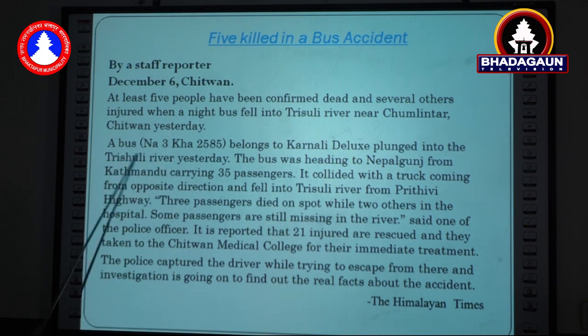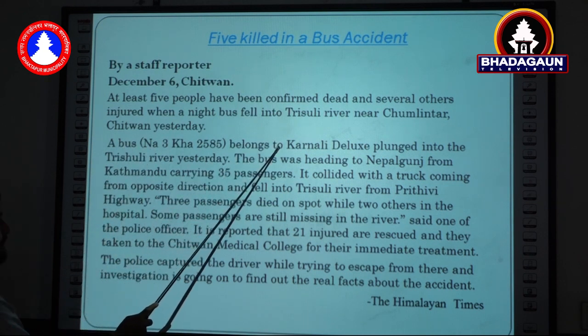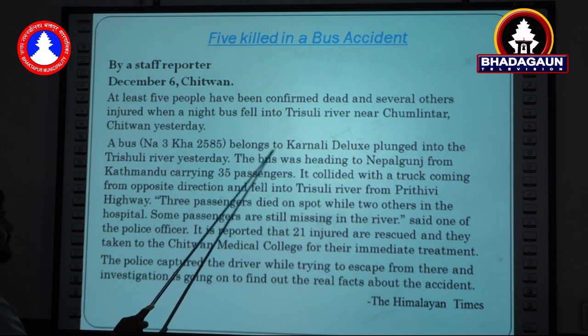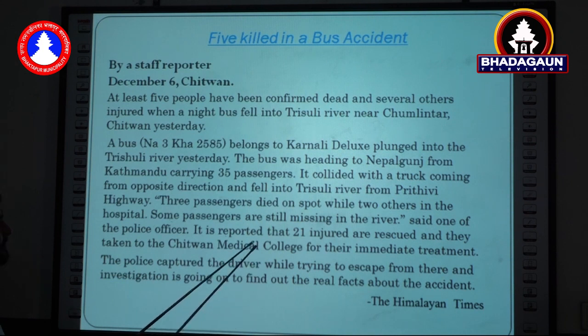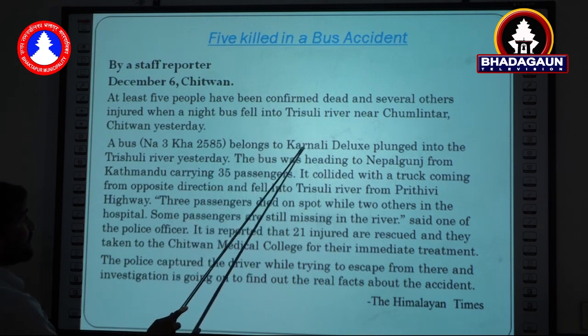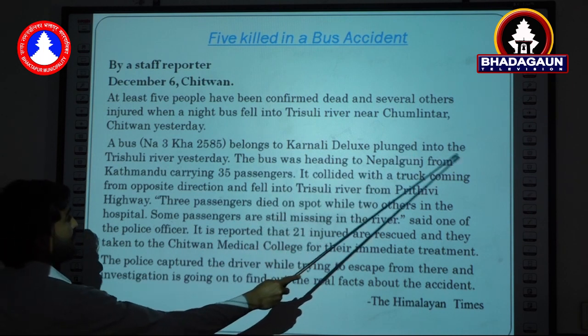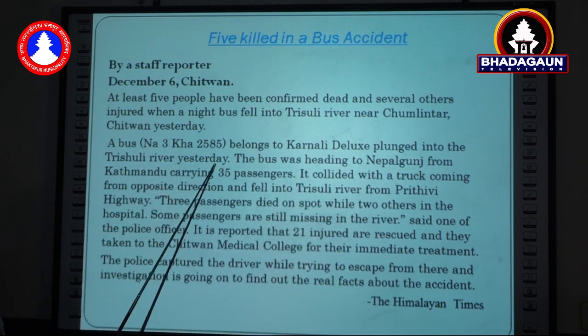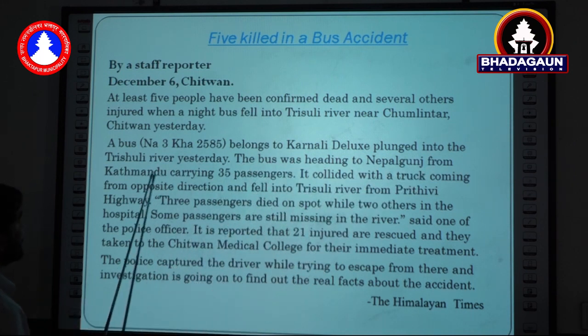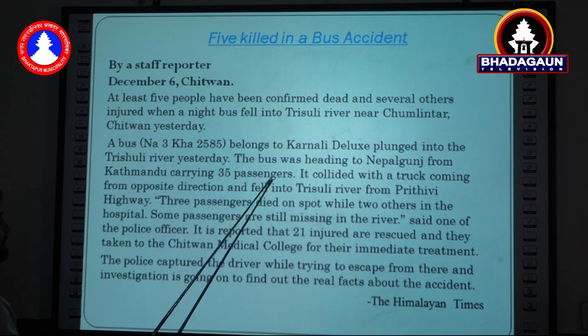Now this is the next paragraph of the body. A bus, the number is here, belongs to... Now you have to extend the clues. You have to make your answer lengthy, so generally you add some ideas from your own side also. The bus, belonging to Karali Deluxe, plunged into the Trishuli river yesterday. The bus was heading to Nepalganj from Kathmandu carrying 35 passengers.